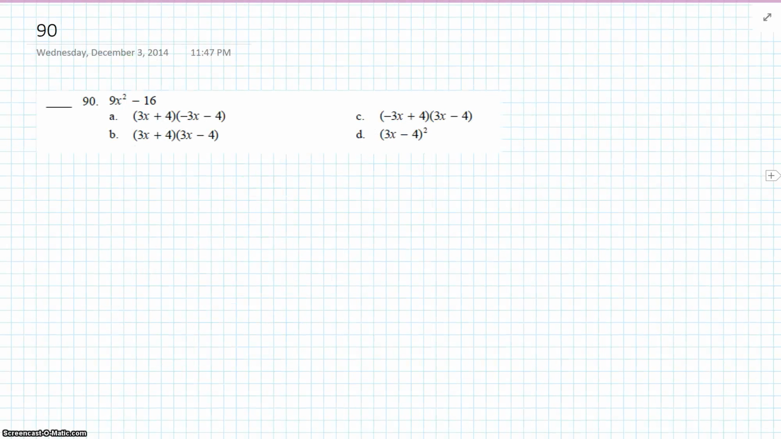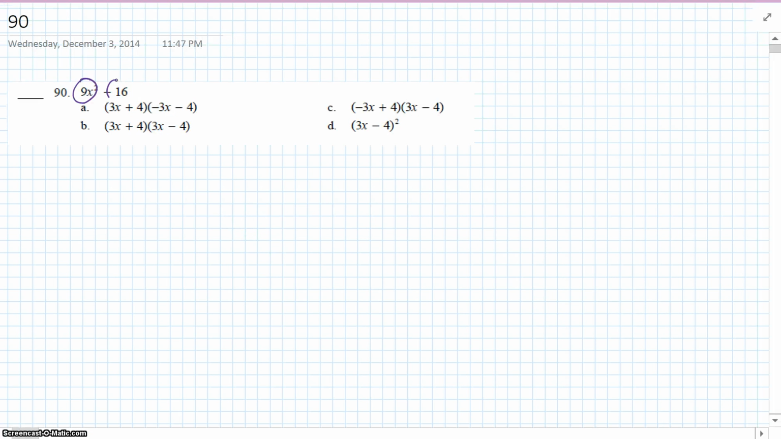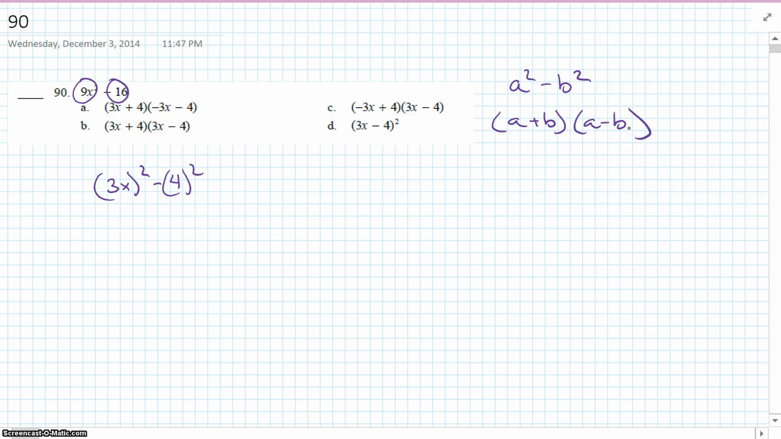All right, number 90. 9x squared minus 16. Okay, we could do the long way with the x factor, or we could realize this is a difference of squares. I could rewrite this as 3x squared minus 4 squared. And if you remember, if I get a squared minus b squared, I can factor this as a plus b times a minus b. So this is 3x plus 4 times 3x minus 4. The answer would be B.